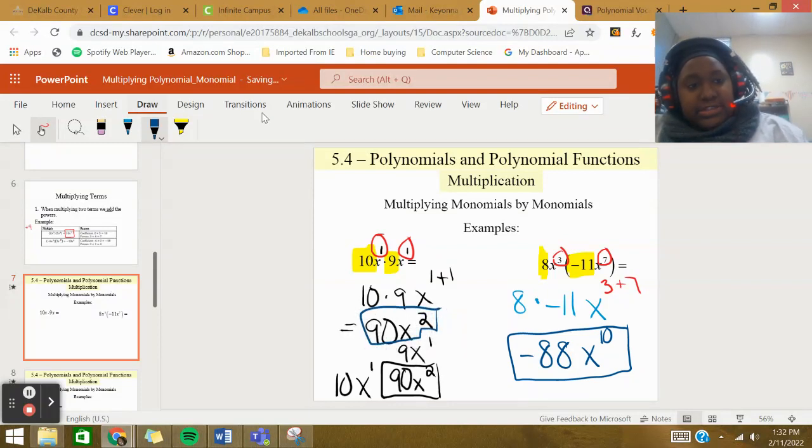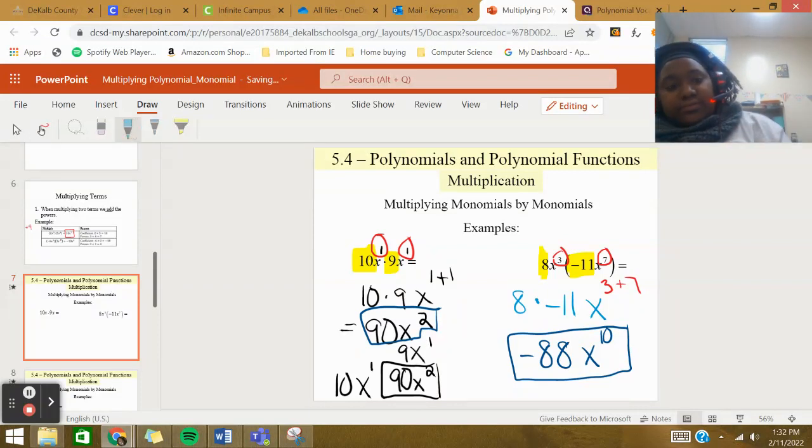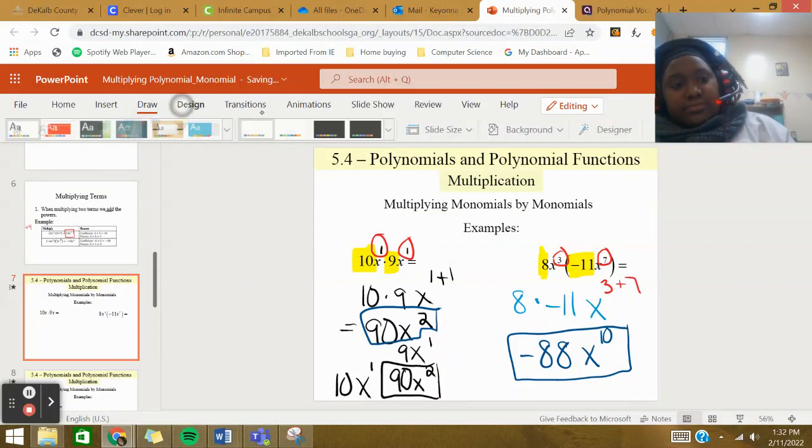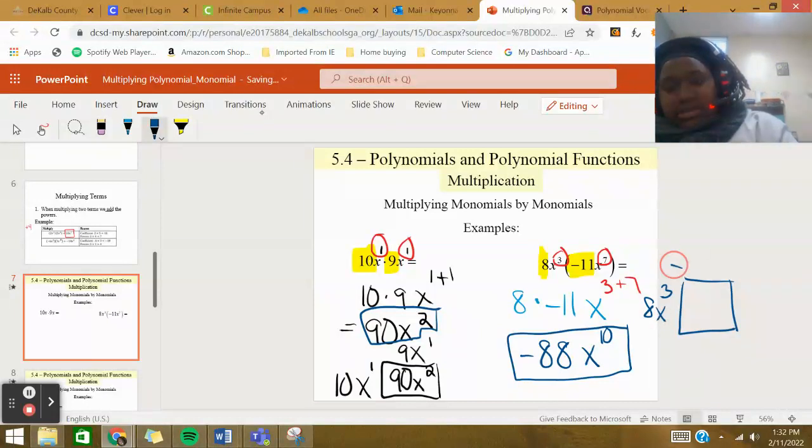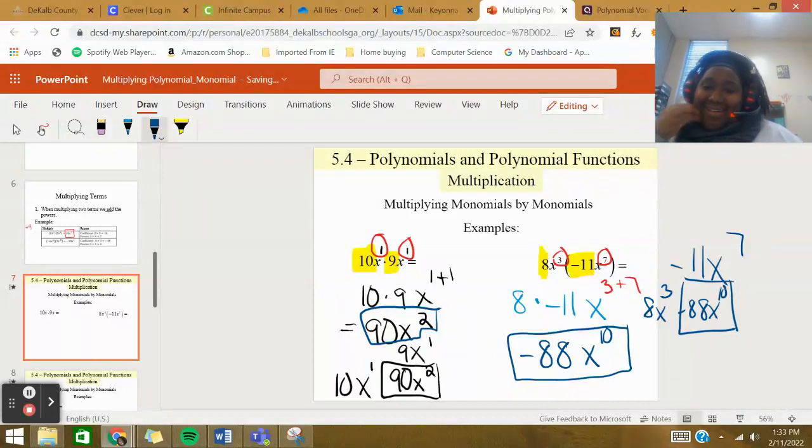And I'll do the box method as well. Remember, you'll just have a 1 by 1 box because you only got a monomial times a monomial. So this is 8x to the third, and this is negative 11x to the 7th. Okay. So again, it's still going to give me the same answer, negative 88x to the 10th. Okay. Pause the video at this time to copy this down in your notes.